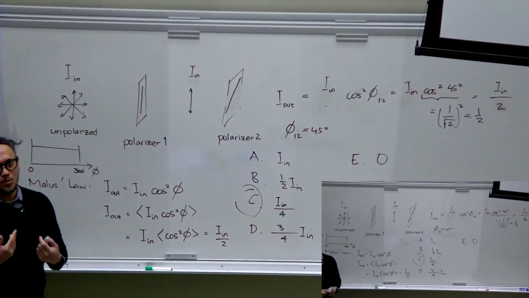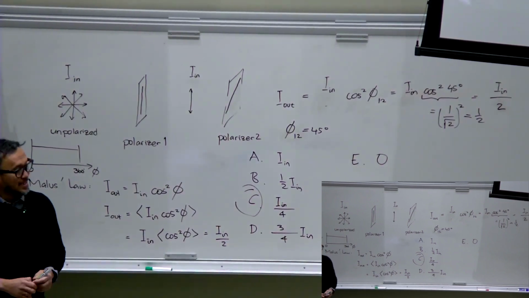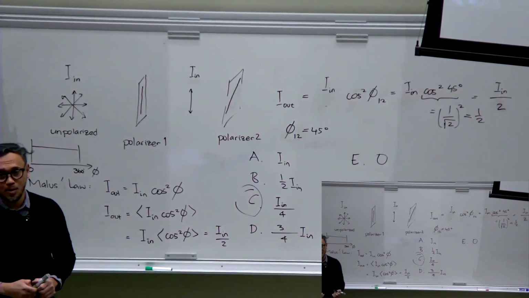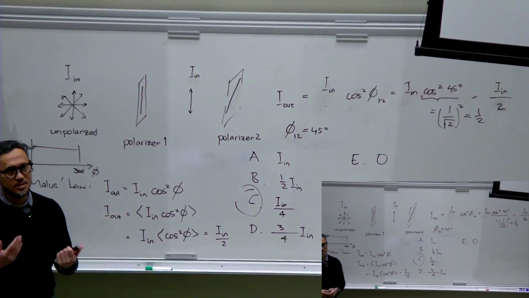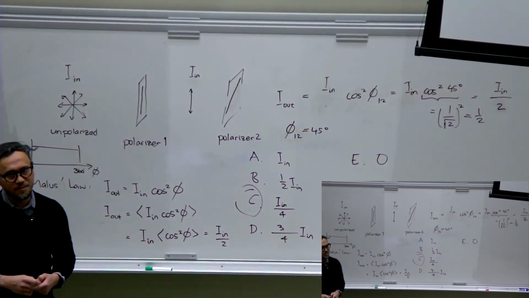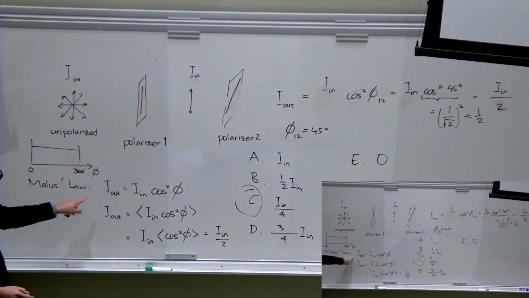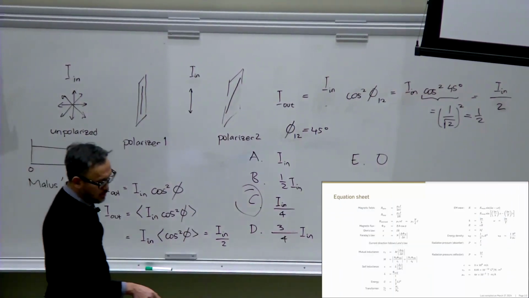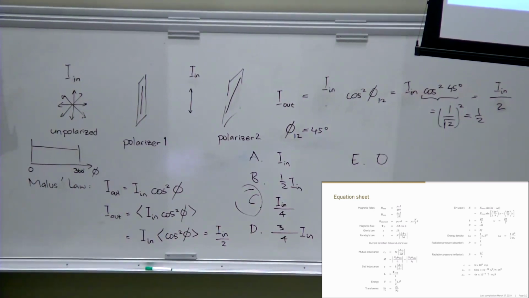I will tell you that a polarized light hits a polarizer at an angle alpha, 30 degrees, 45 degrees, 62.5, any angle. As long as you know this formula, which is not there, so I need to add the formula to the formula sheet.